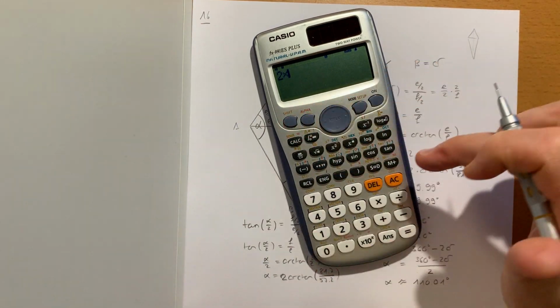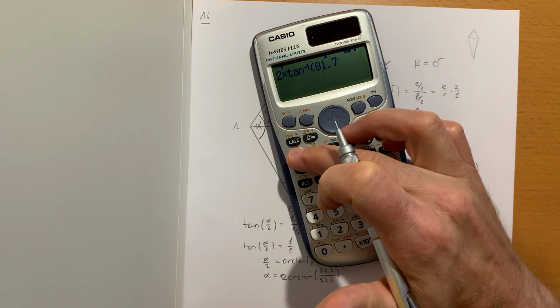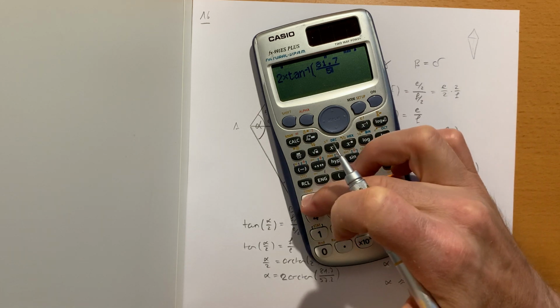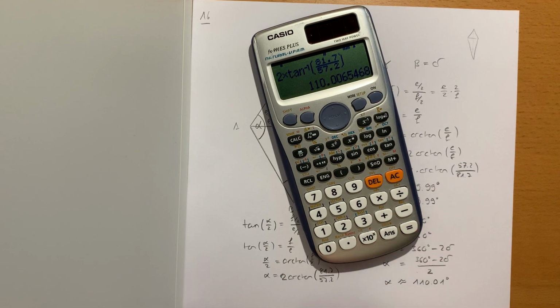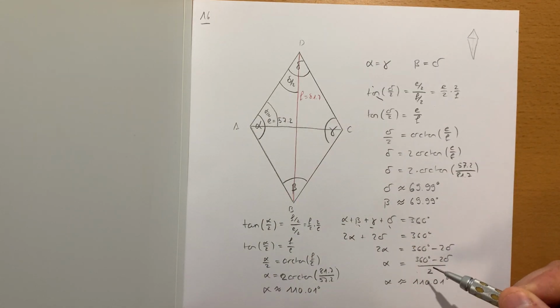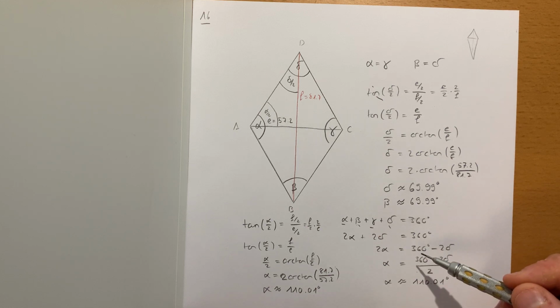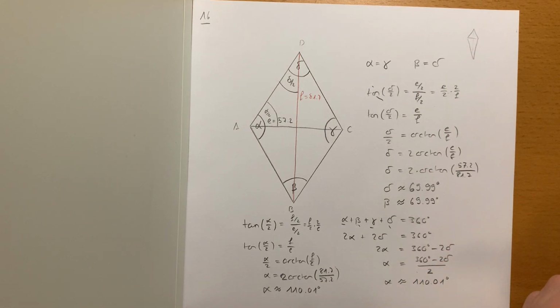So let's type this in. 2 times tangent to the minus 1, 81.7 divided by 57.2. And that would have been the exact same thing. Alpha is approximately equal to 110.01 degrees when rounded to 2 decimals. So either you use this method, using the fact that the interior angle sum of a quadrilateral is always 360 degrees, or you work it out like this.